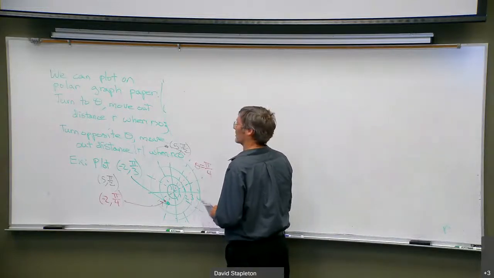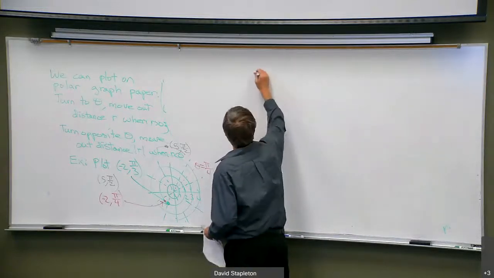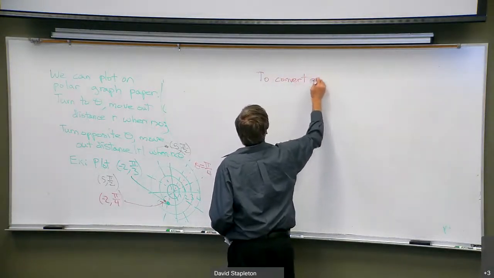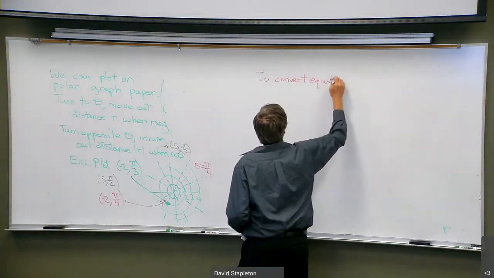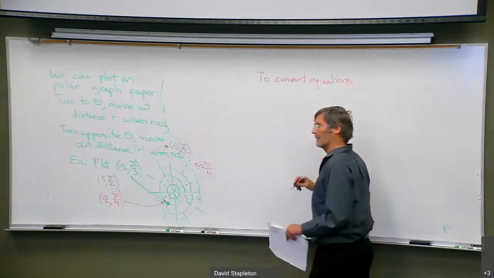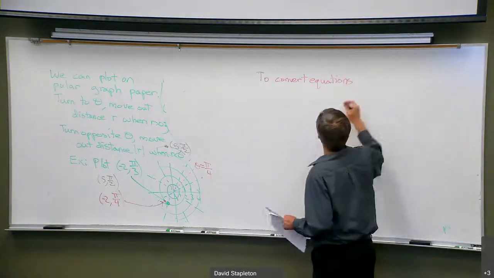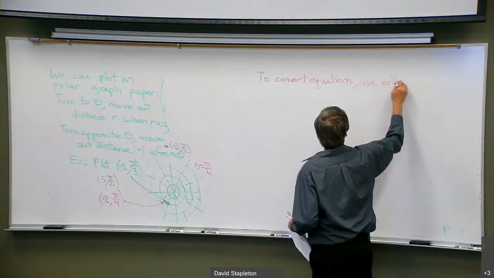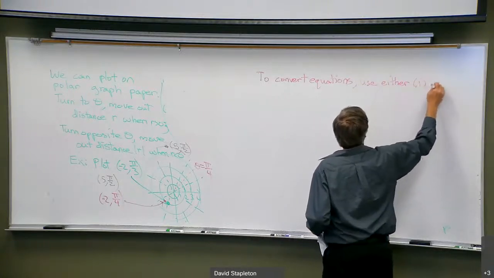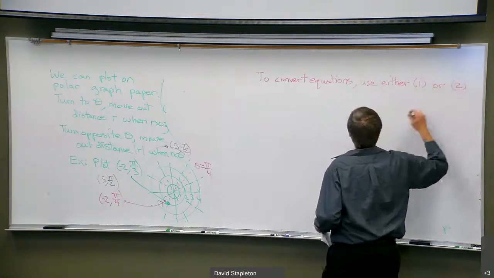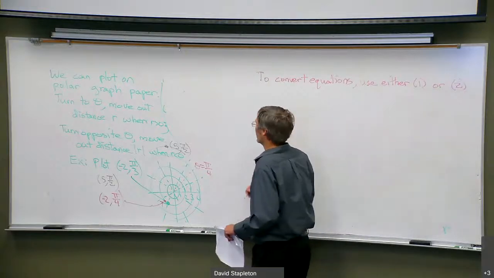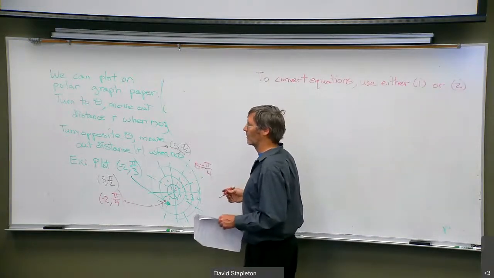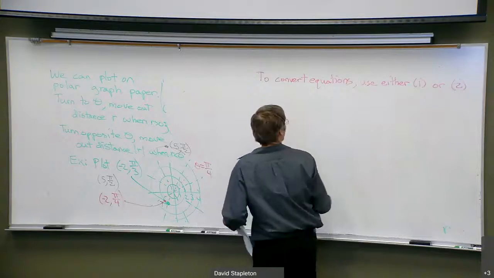Now, finally, we want to convert equations. To convert equations, these are a different game. You use either equations 1 or 2, whichever is easier. They both work with care, because you sometimes, in order to convert these, need to multiply through by r or square both sides or something.